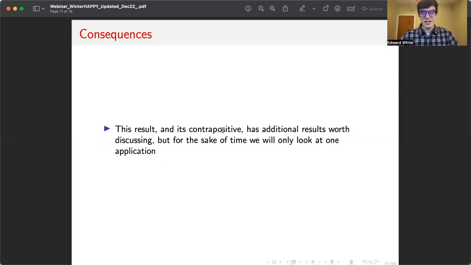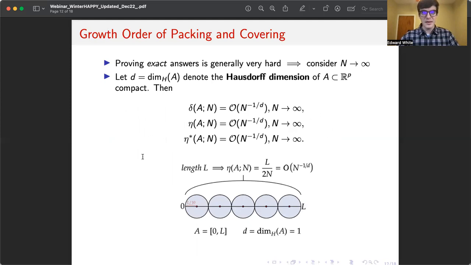So this result and its contrapositive has additional results that I'll be discussing later on, but for the sake of time, we'll only look at the main result that I really want to talk about today. So why are we talking about asymptotics? It's because proving exact answers is in general very hard.